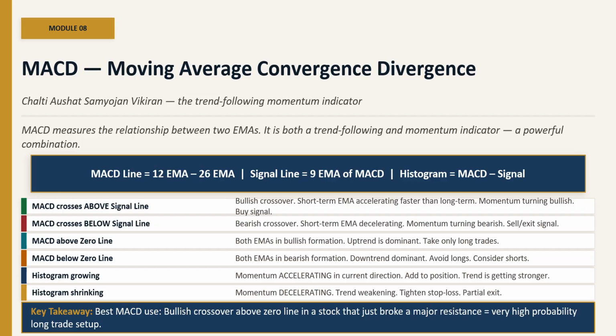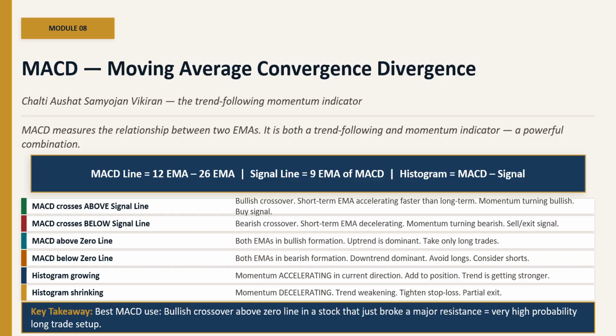Bullish crossover. MACD line crosses above the signal line. Short-term momentum accelerating faster than long-term. Buy signal. Bearish crossover. MACD line crosses below the signal line. Momentum turning bearish. Sell or exit signal.